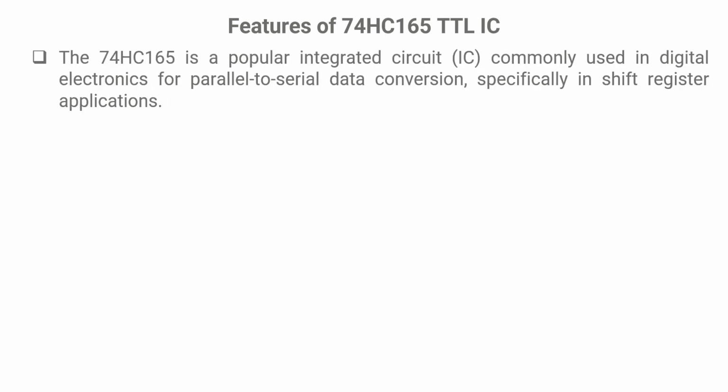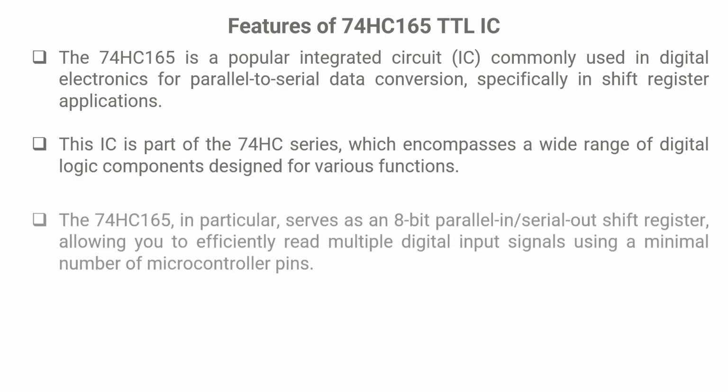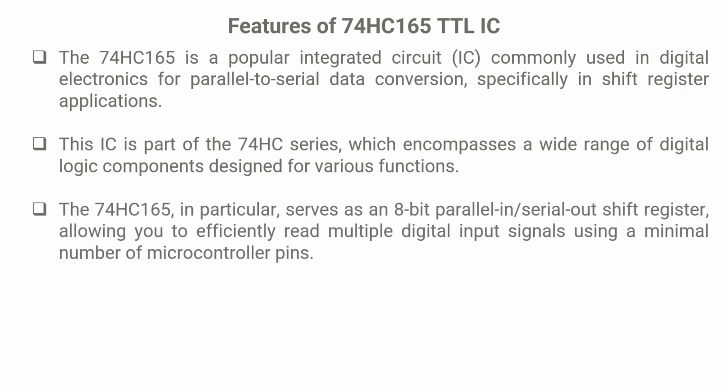The 74HC165 is a popular integrated circuit commonly used in digital electronics for parallel-to-serial data conversion, specifically in shift register applications. This IC is part of the 74HC series, which encompasses a wide range of digital logic components designed for various functions. The 74HC165, in particular, serves as an 8-bit parallel in serial out shift register, allowing you to efficiently read multiple digital input signals using a minimal number of microcontroller pins.